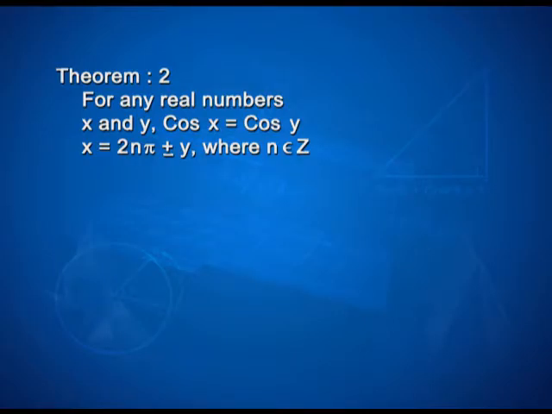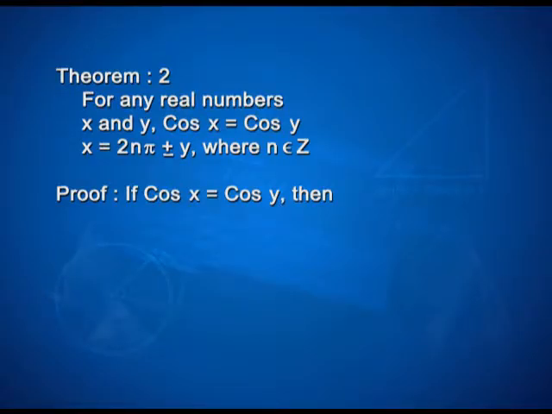Here we have one more interesting theorem. For any real numbers x and y, cos x is equal to cos y implies x is equal to 2n pi plus or minus y, where n belongs to z. Let us see the proof.